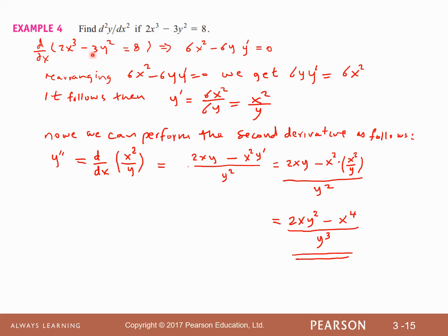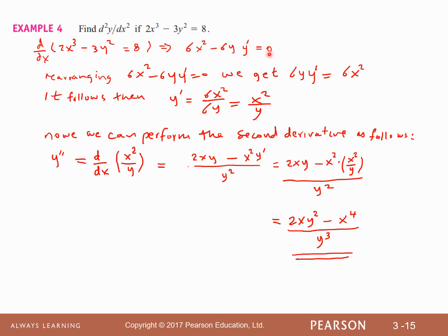we get the derivative of the first term, which will be 3 times 2x squared. That's going to be 6x squared minus, this is implicit differentiation. So it's going to be minus 6y y prime, equals to derivative of 8 is 0, so equal to 0. Now we have this 6x squared minus 6y y prime equal to 0.